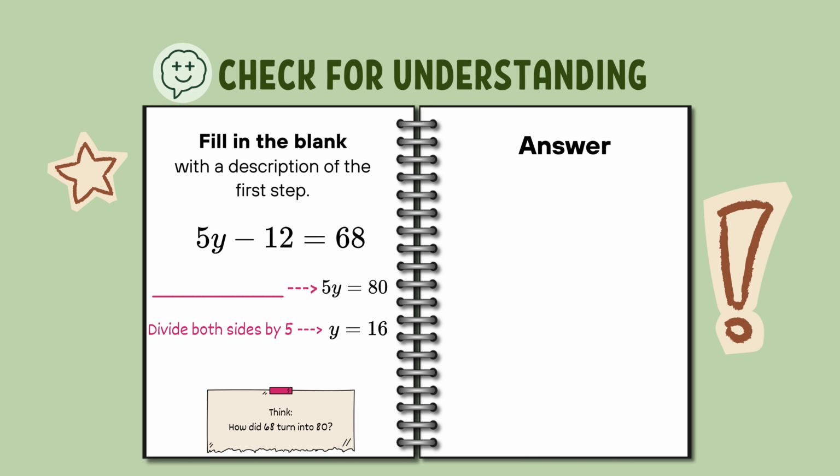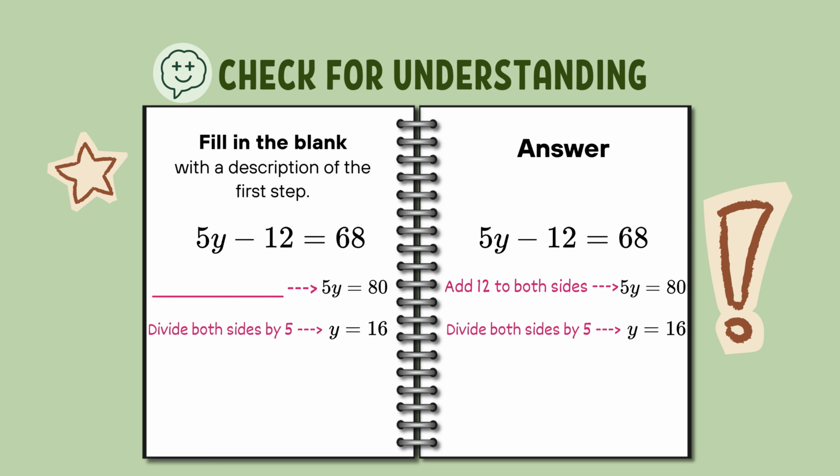So here's our first check for understanding. Fill in the blank with a description of the first step. Go ahead and pause and try it out. 5y minus 12 equals 68. Yes, the very first step is to add 12 to both sides, then divide both sides by 5 to get 16.